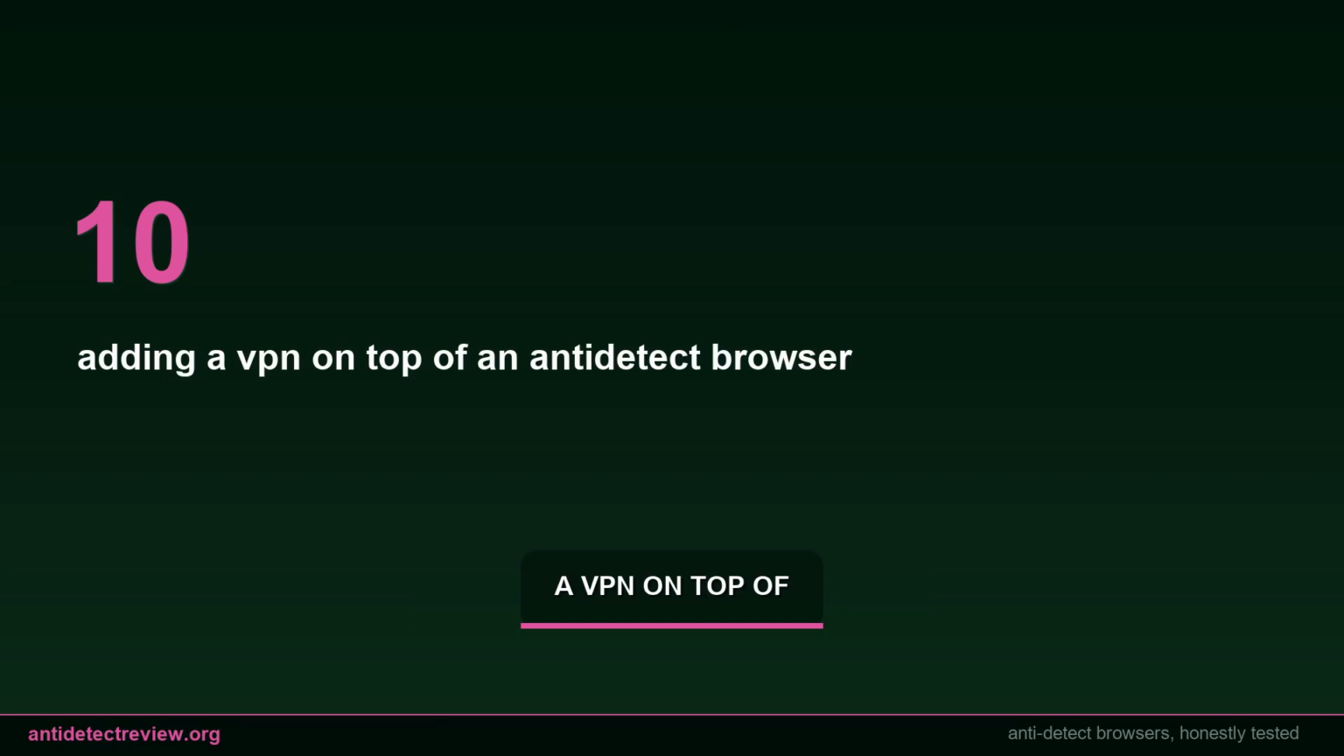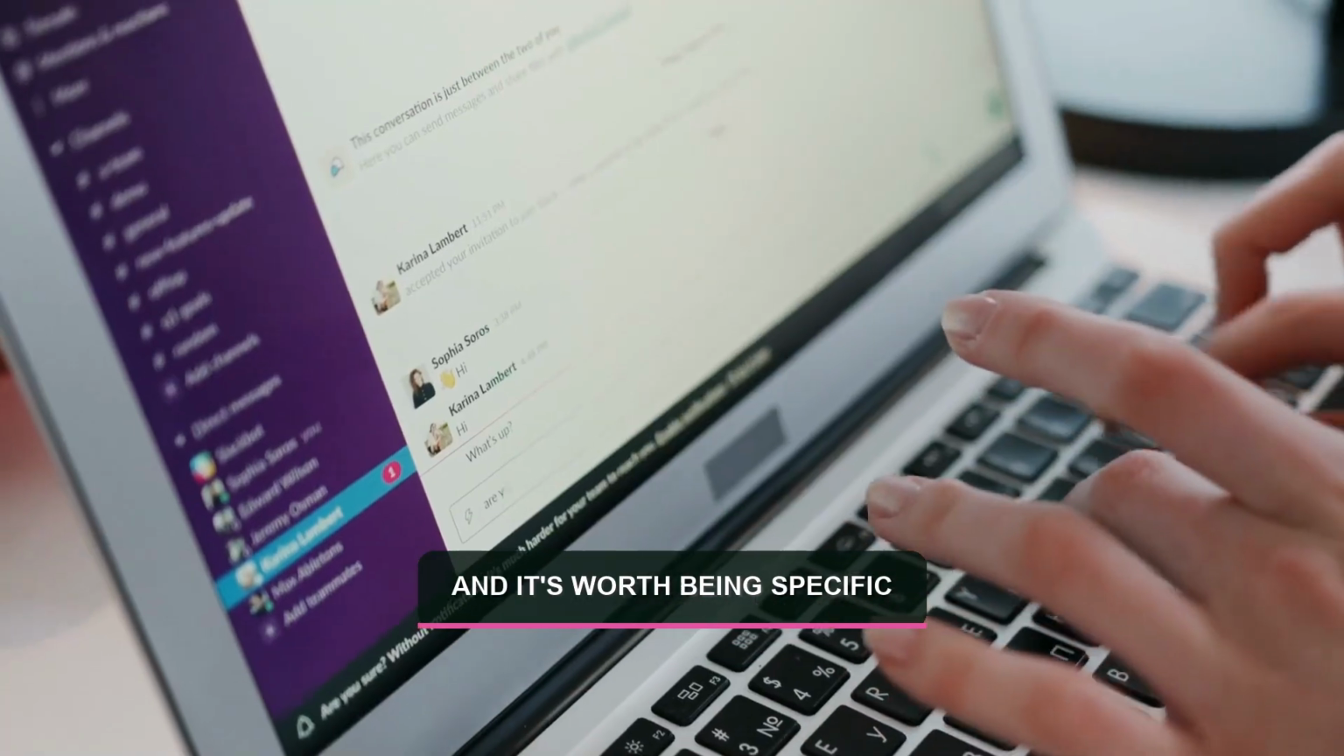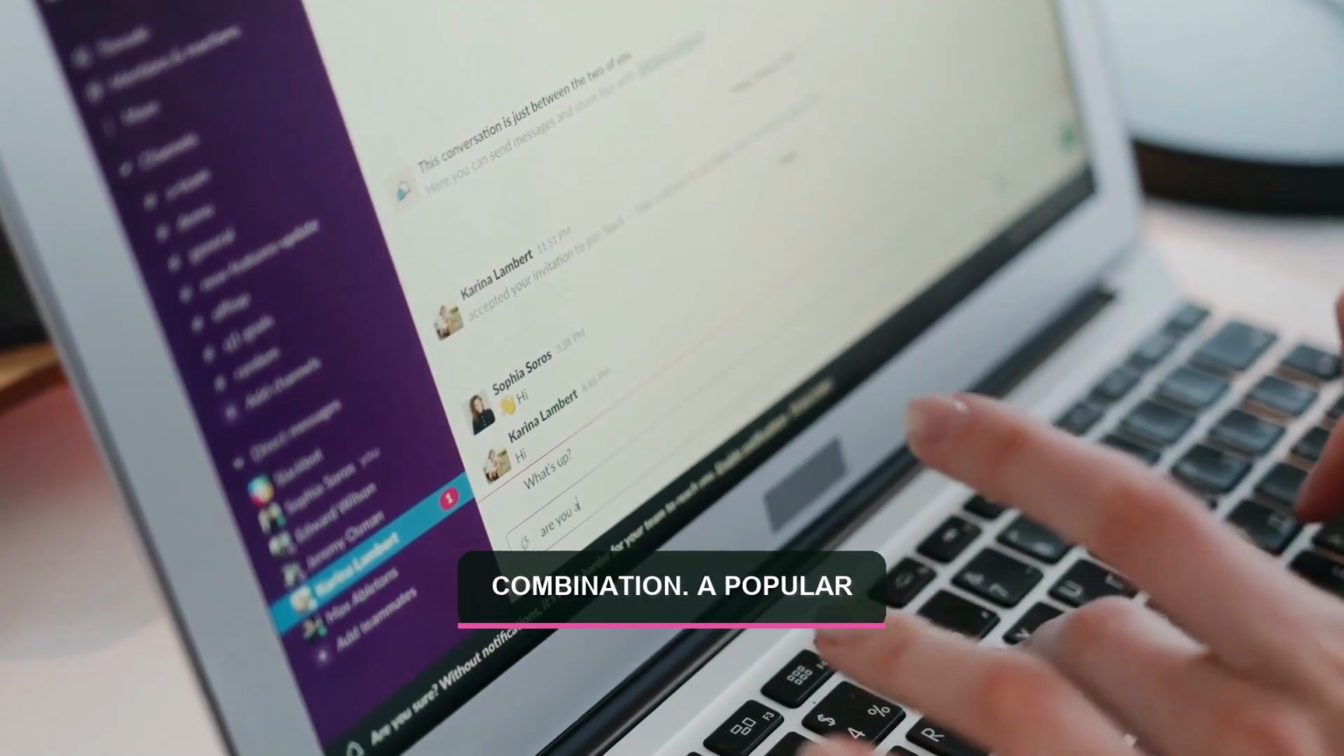Adding a VPN on top of an Antidetect browser. Some operators run a consumer VPN underneath an Antidetect browser instead of a dedicated proxy, and it's worth being specific about why that's a weaker combination.